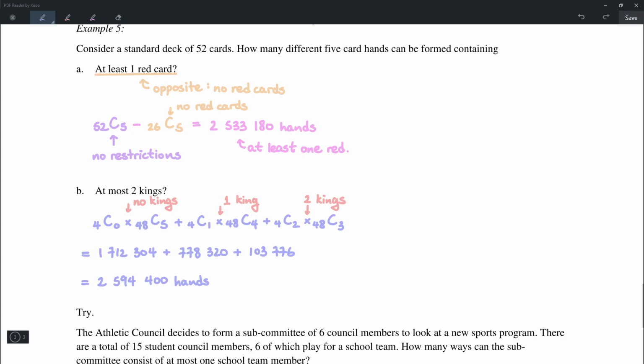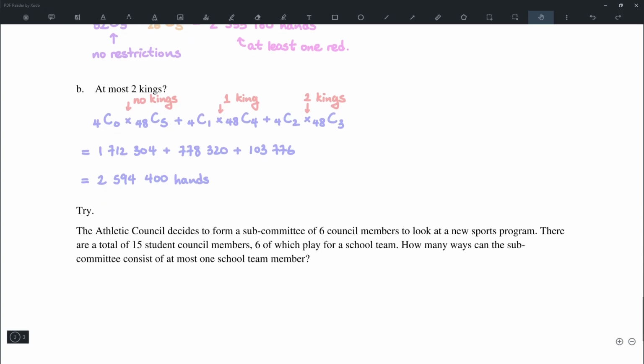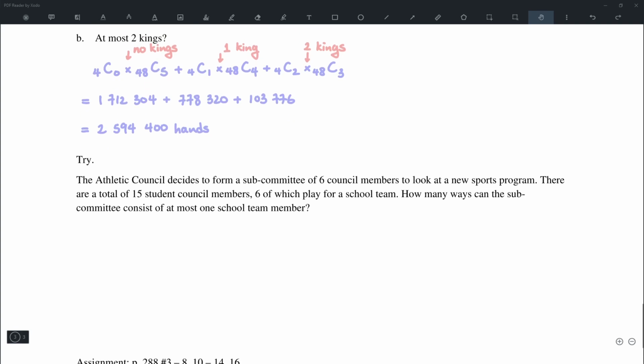Now the last question is another combination of cases question, but a little bit more general, so it's not confined to a deck of cards. Okay, so we are looking at a subcommittee once again, 6 council members. Now there are 15 council members to choose from, and 6 of which play for a school team. At most 1 school team member, so either 0 school team members or 1 school team member. So there are 6 who play for the school team. Either we choose 0 of them, which means all 6 members of the subcommittee are going to come from the other 9 members.